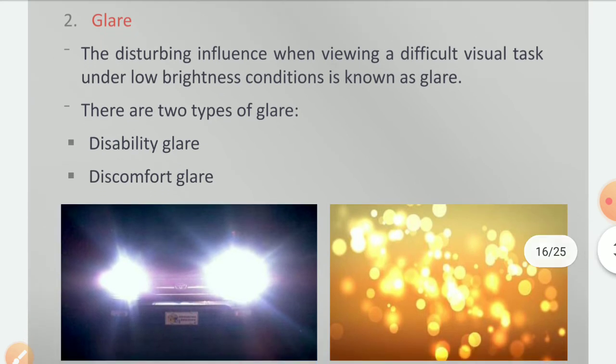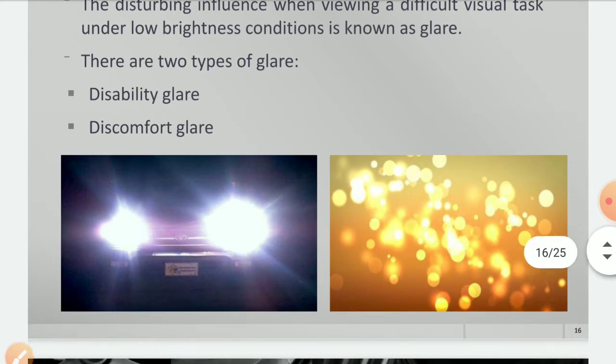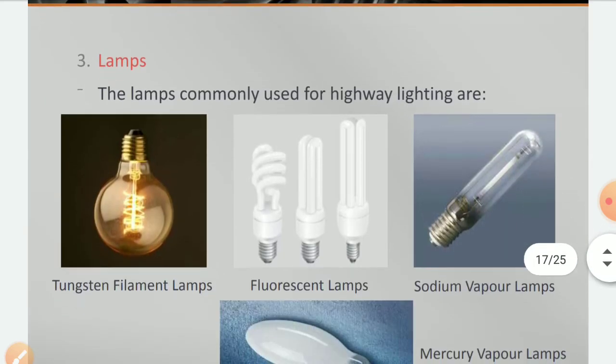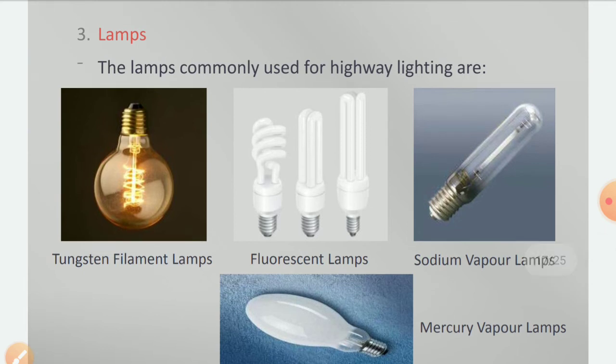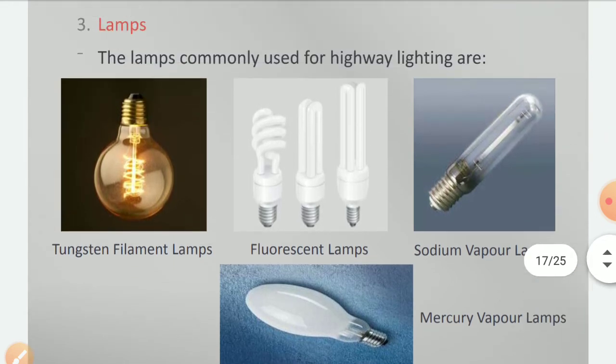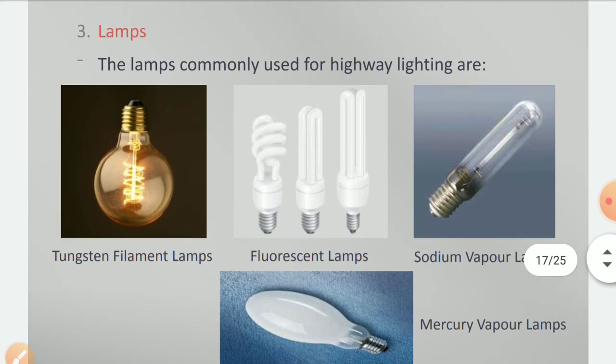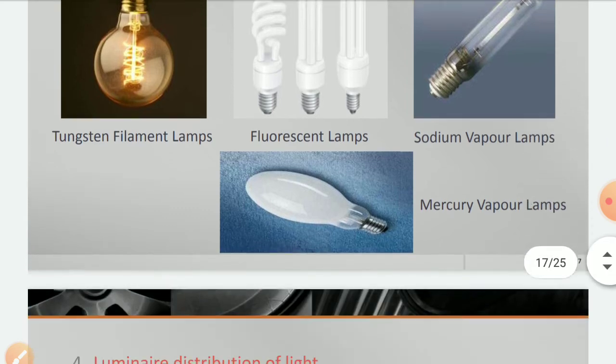So you should design the street lighting in such a way that the glare is as minimal as possible. Then another very important thing is choosing which type of lamps to use for street lighting applications. Various lamps are used: filament lamps, fluorescent lamps, sodium vapor and mercury vapor lamps. Nowadays mercury vapor lamps are most commonly used for street lighting, along with sodium vapor lamps, and they are now being replaced with LED lamps also.